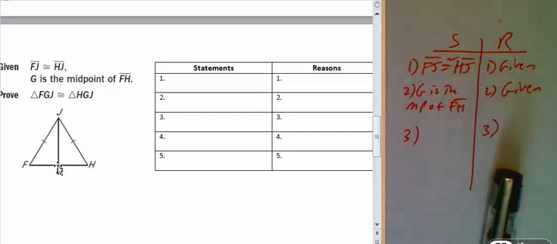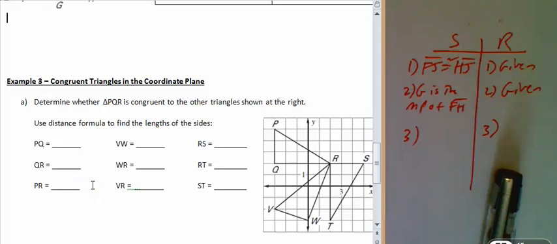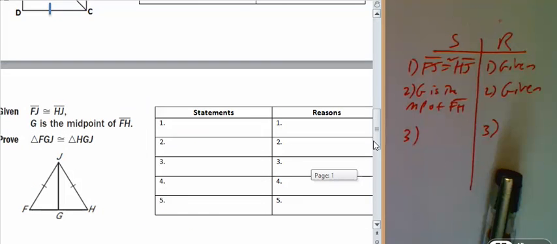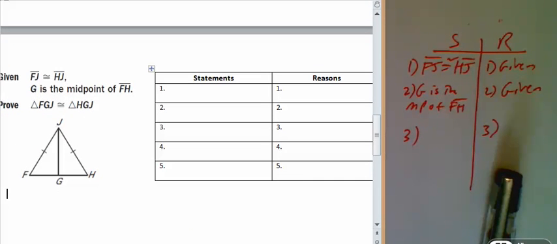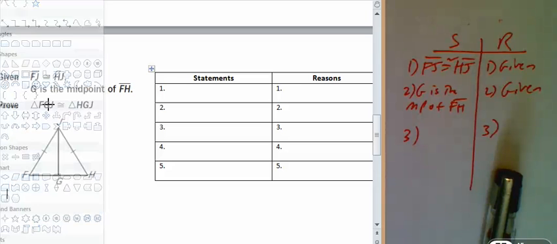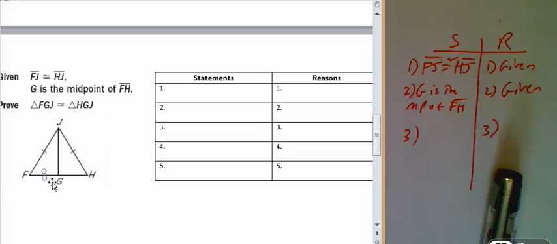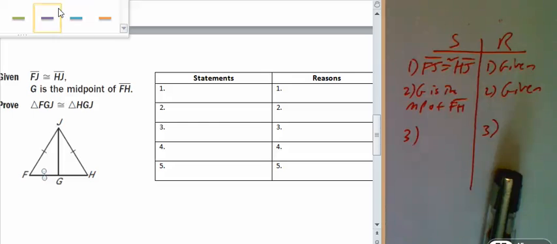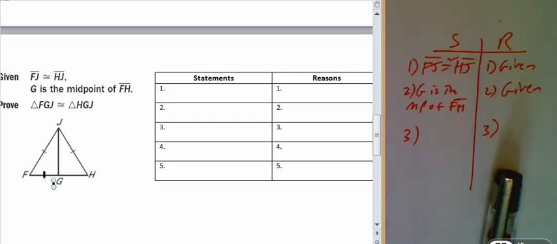If G is the midpoint of FH, that means G is right in the middle, which means FG and HG have to be the same thing. If they have to be the same thing, that means that right here, and I'll need two of them, FG and GH literally are the same thing, so I can mark them the same. And that's a piece of your puzzle.